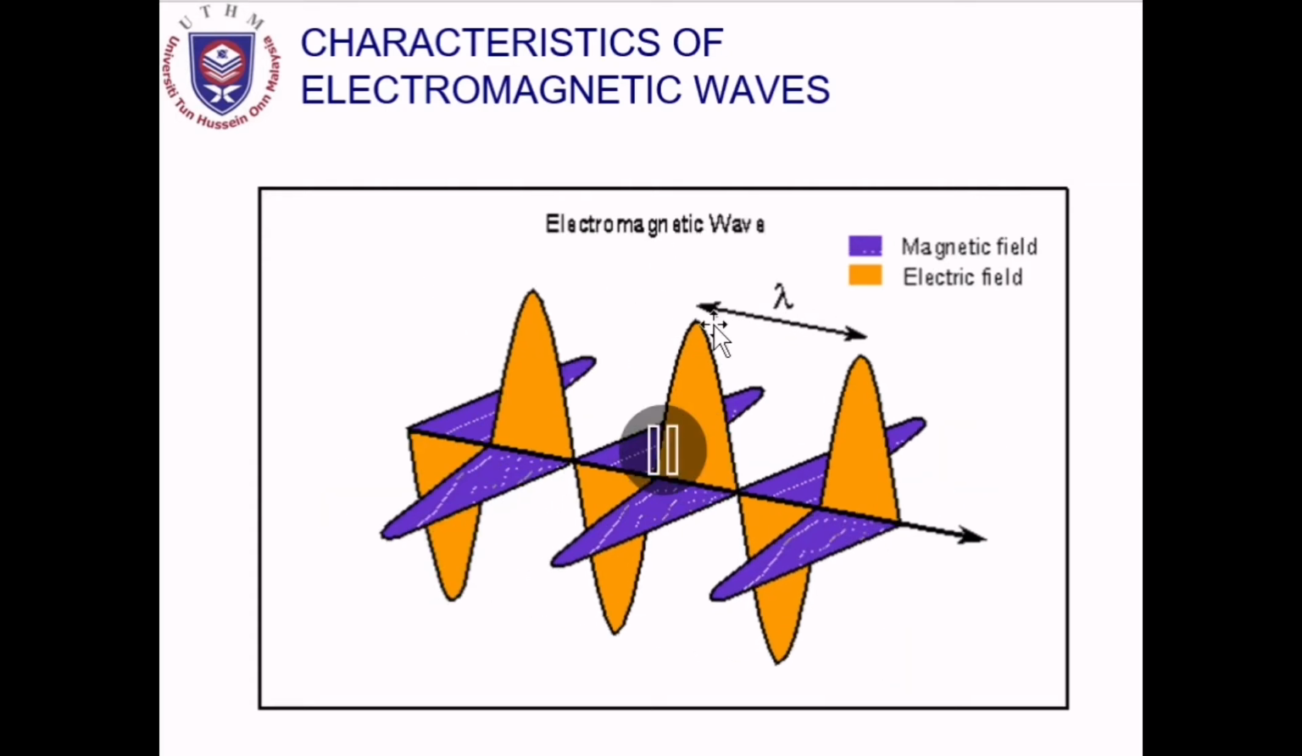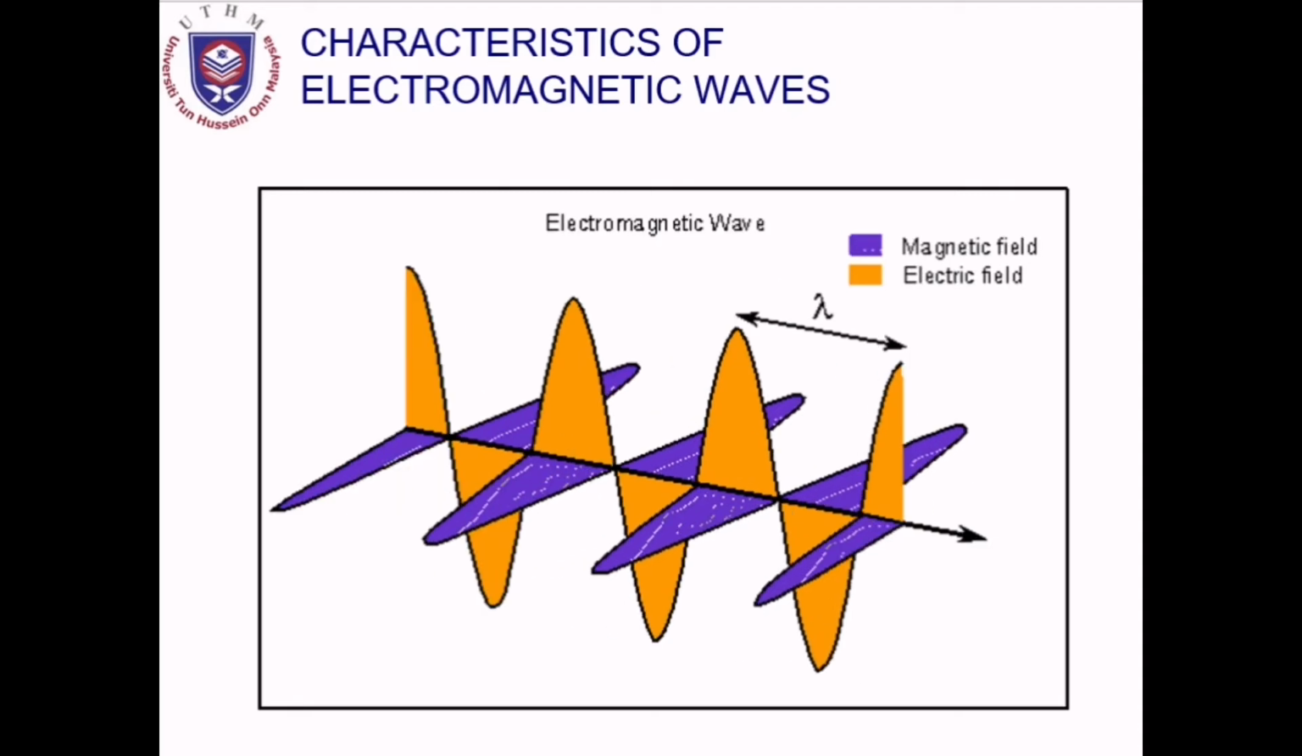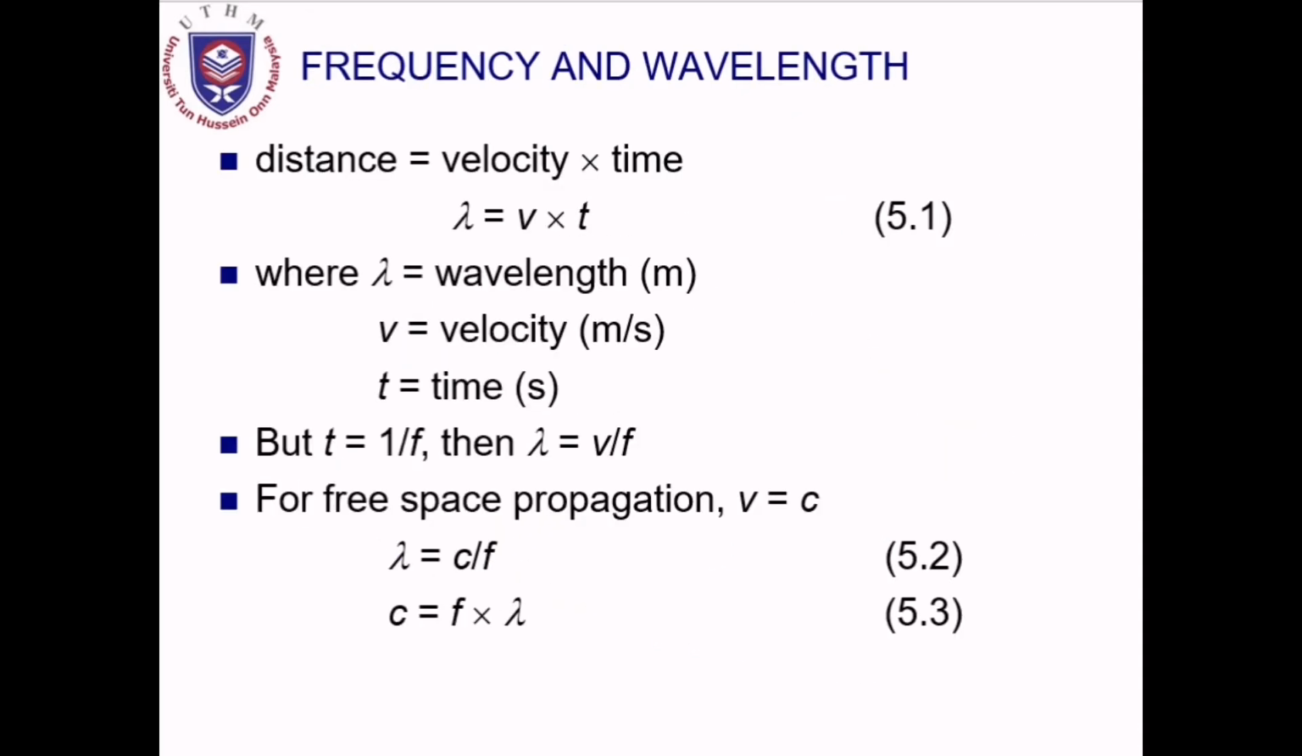If we know this lambda, we can get the frequency of the electromagnetic wave by using the equation c equals f lambda. C is the propagation speed of light, f is the frequency, and lambda is the wavelength of the electromagnetic wave.